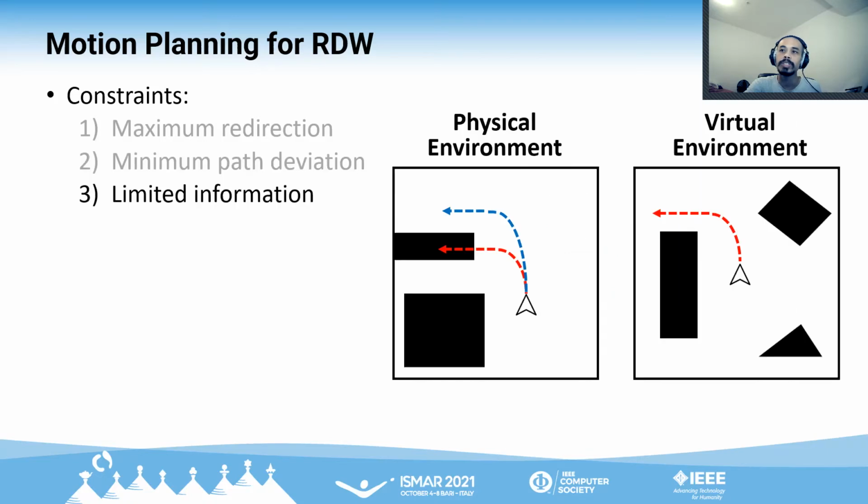And then finally, we have the information constraint. Depending on the VR system setup, we may not have perfect information about the scenarios. For example, we may not know what the user's physical environment is, or we may not know what the user's future path will be. All of these constraints need to be considered for whatever redirection controller we develop.